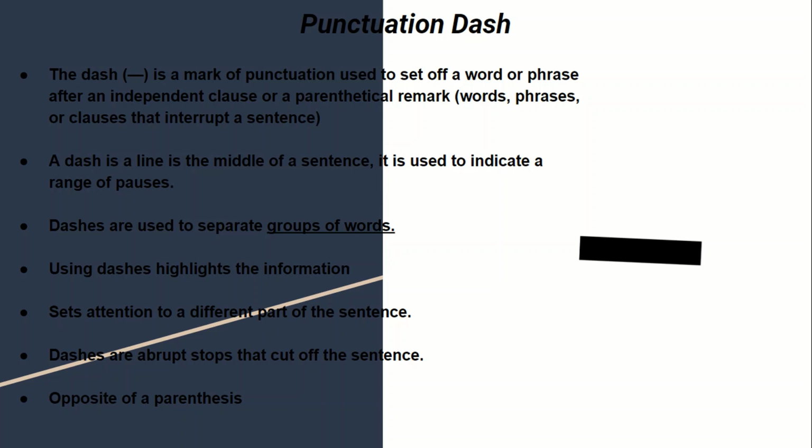It is used to indicate a range of pauses. Dashes are used to separate groups of words. Using dashes highlights information and sets the attention to a different part of the sentence. The dashes are abrupt stops to a sentence and are the opposite of a parenthesis.